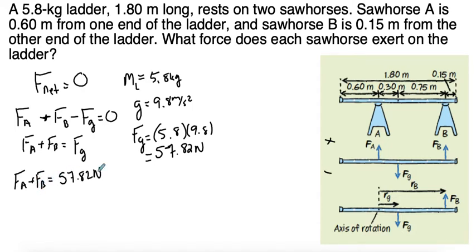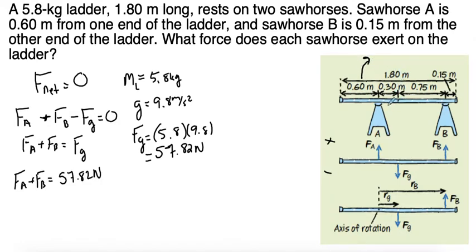Okay? Well, we know that if we take out one of these sawhorses, that ladder is going to go down, right? That's going to tilt down. And if we took out B, then it would tilt down there. Okay, so there will be some torque involved in this scenario, and that's what we're going to have to use to figure out those forces.